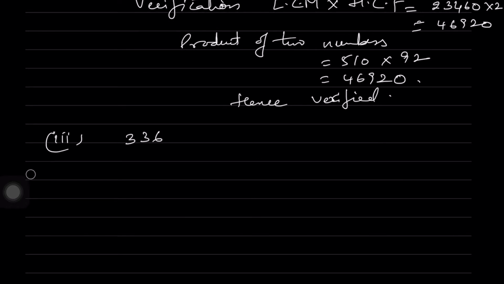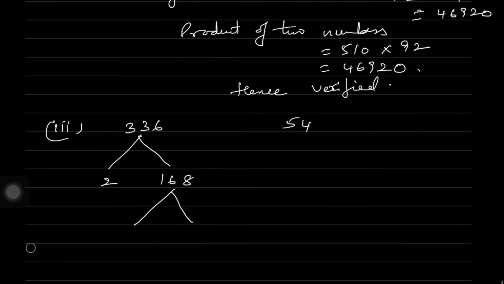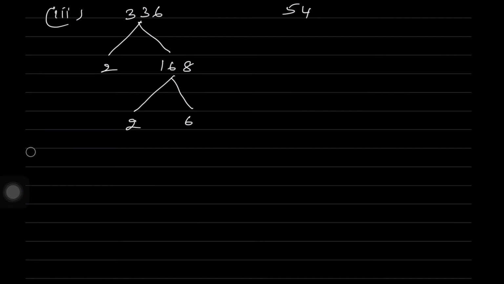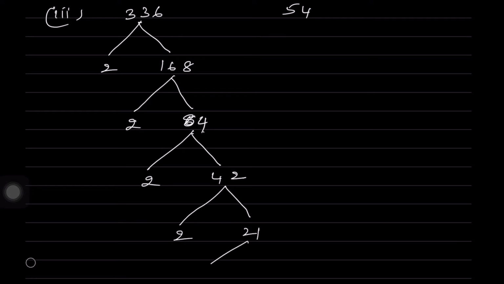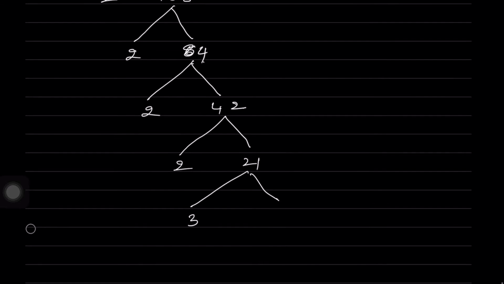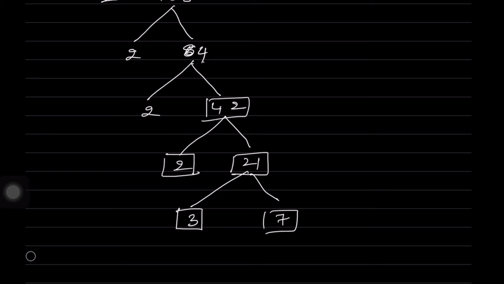So the last one in this is between 336 and 54. So 336 can be written as 2 into 168. 168 can be written as 2 into 84. Then 2 into 42, 2 into 21. Then 21 is 3 into 7. So we are expressing each and every number till we get all prime numbers.